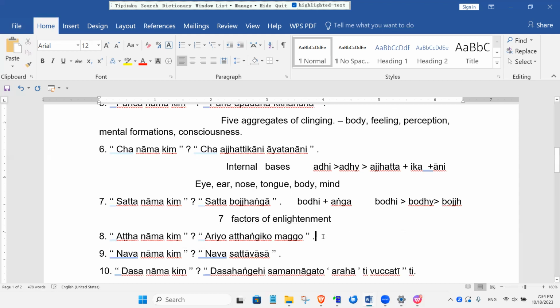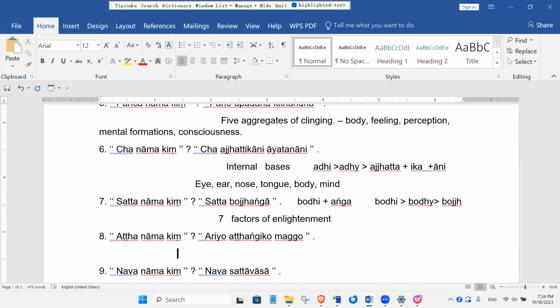Okay, what is 8? 8 noble path. Noble eightfold path. Arya is actually noble. This has a path, with 8 factors, so path. Magga is path. So the whole thing will be noble 8-fold path. Okay.